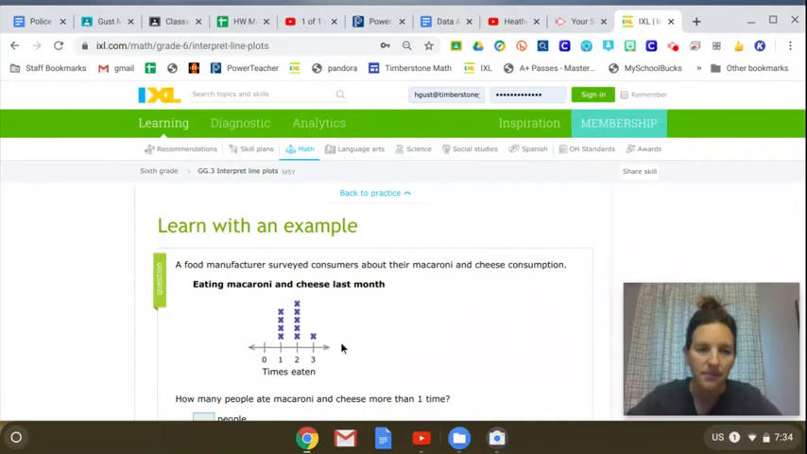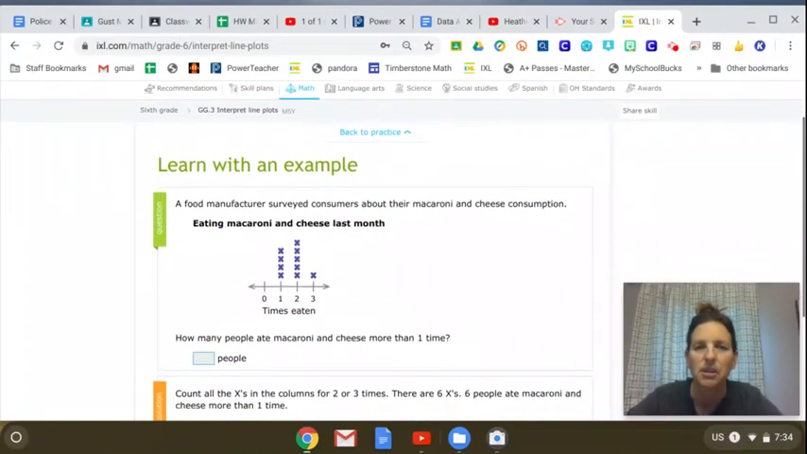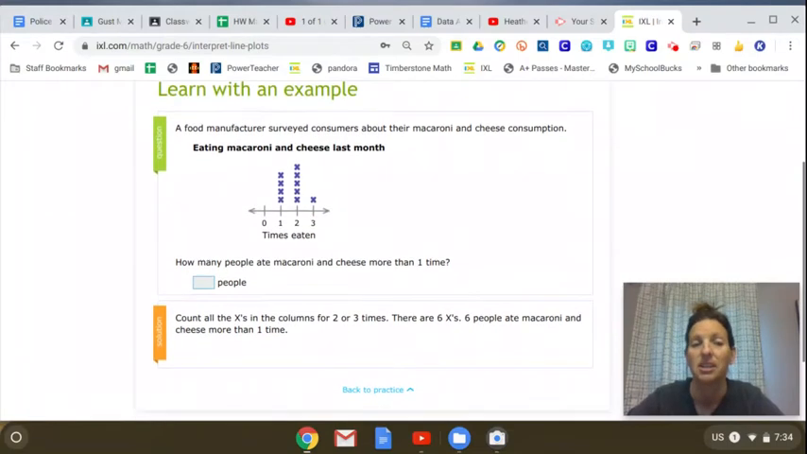It says a food manufacturer surveyed consumers about their macaroni and cheese consumption. Eating macaroni and cheese last month is the title of the line plot. We have our X's on the line plot. We have our numbers on our x-axis from 0 to 3, and then it says times eaten. And then it asks how many people ate macaroni and cheese more than one time. So we're going to have to look at our numbers here.